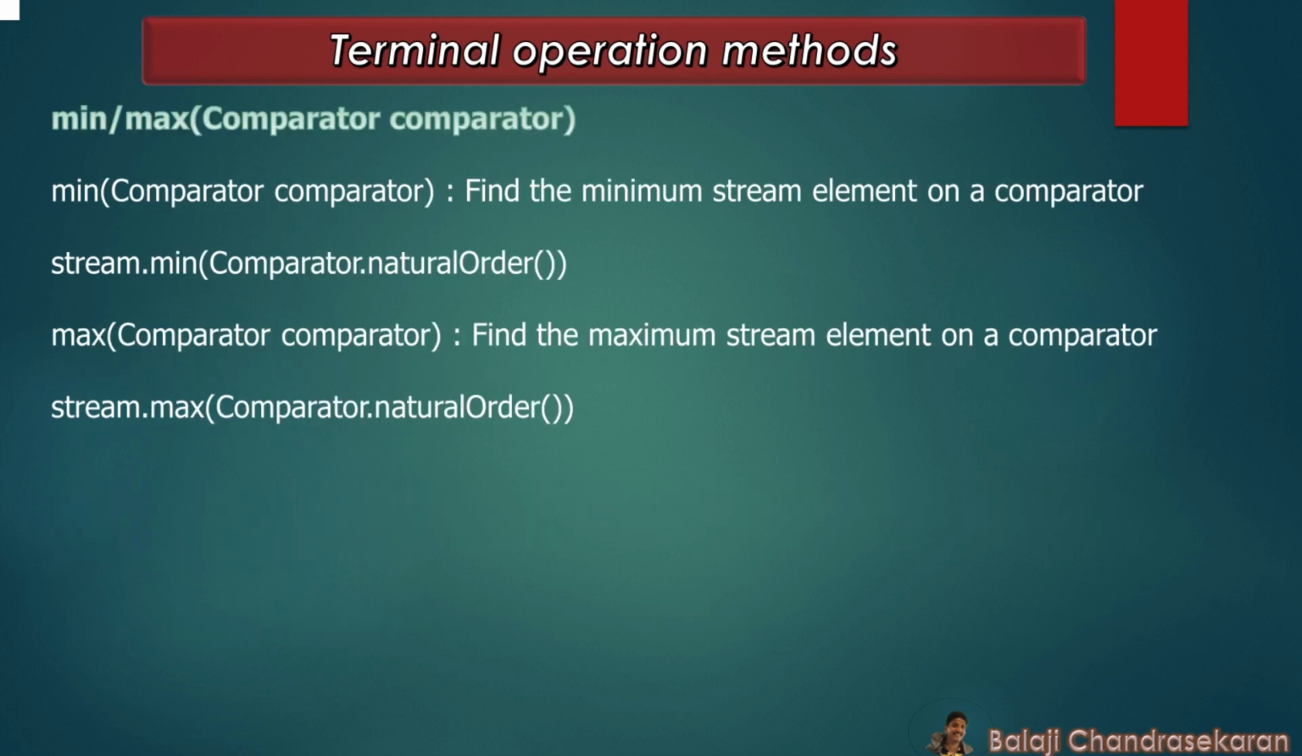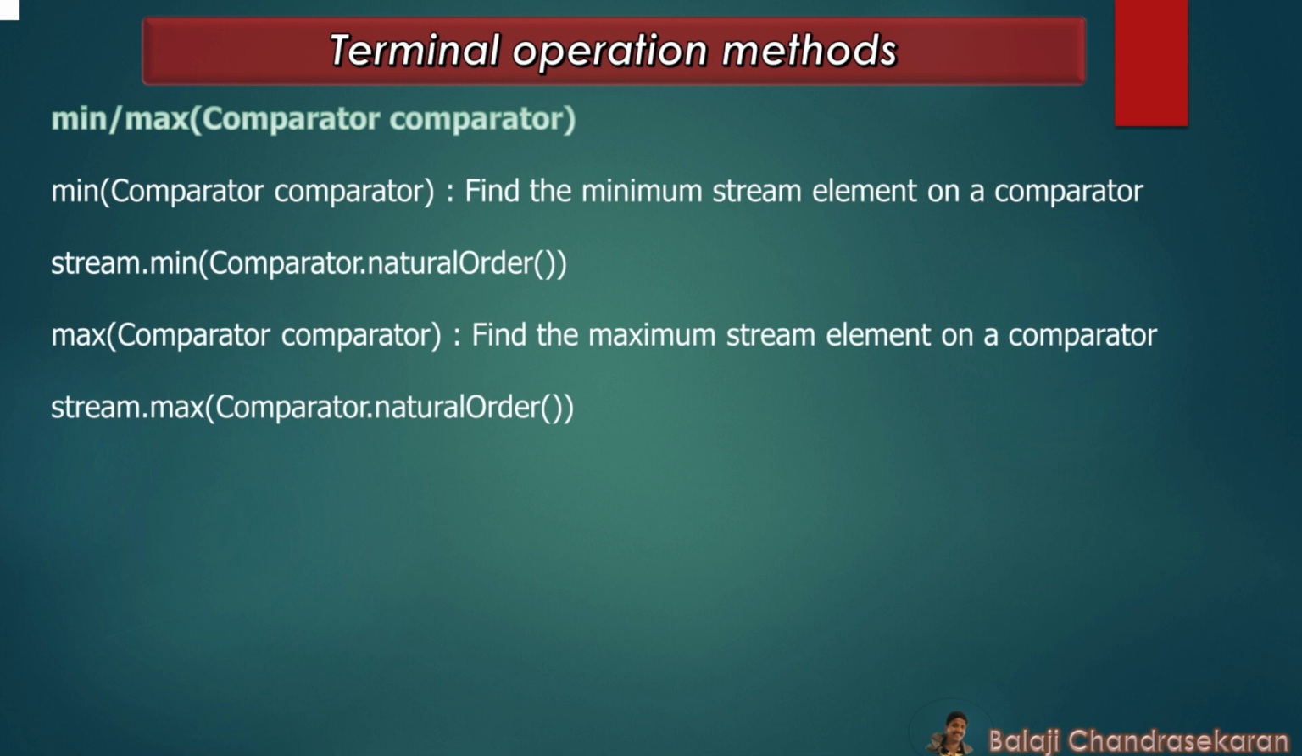The min method in Java stream is a terminal operation that returns the minimum element of the stream according to the natural order or a specified comparator. It returns an optional object containing the minimum element or an empty optional if the stream is empty. In the given example, the min method with a natural order comparator finds the minimum element in the stream of elements based on their natural order. The result is stored in an optional if it is present.